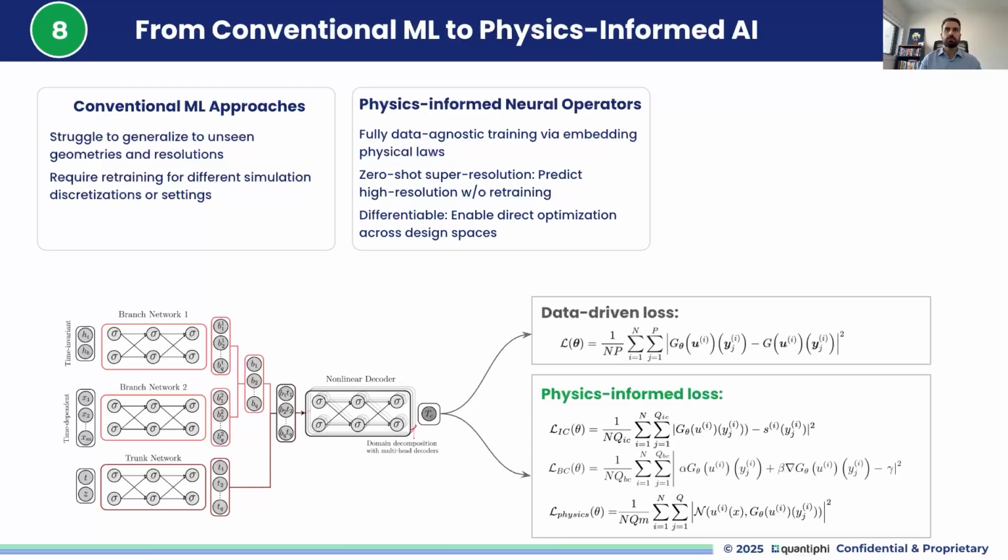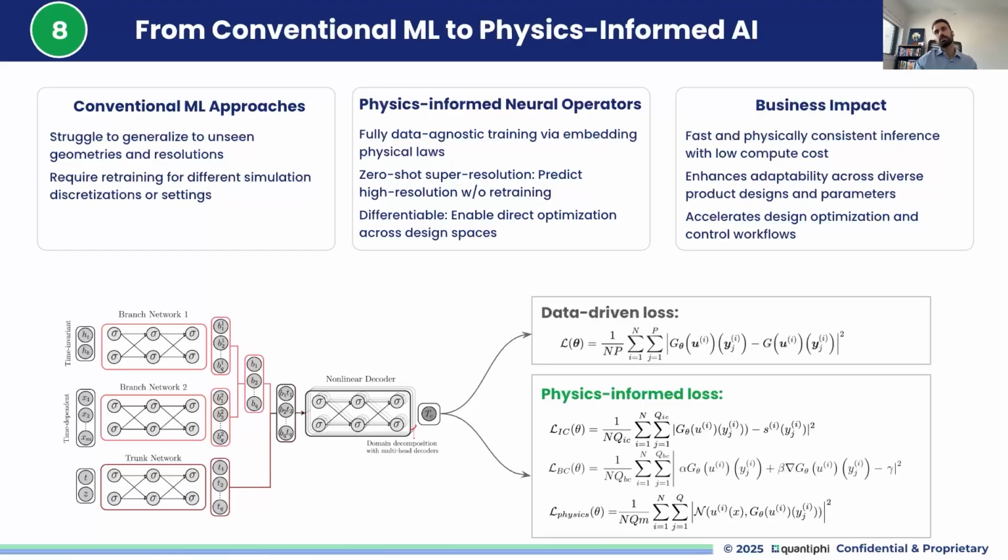Aside from that, these models provide zero-shot super resolution, so we can make high accuracy predictions at any resolution. And they are differentiable, meaning once they are trained, we can use them directly with gradient-based optimization approaches to optimize the engineering system without relying on other optimization approaches, such as generative algorithms.